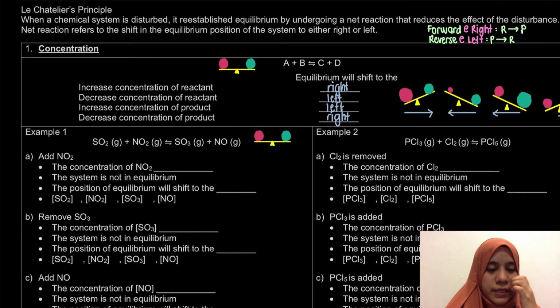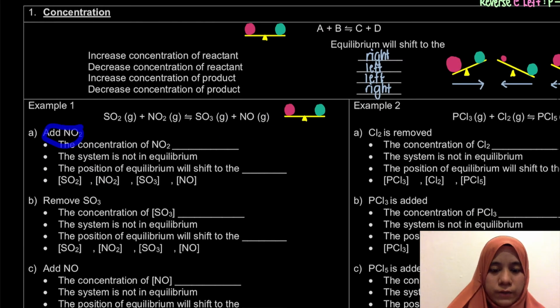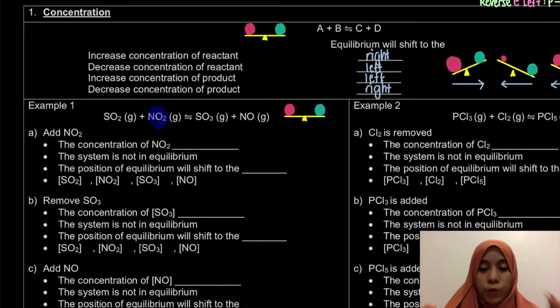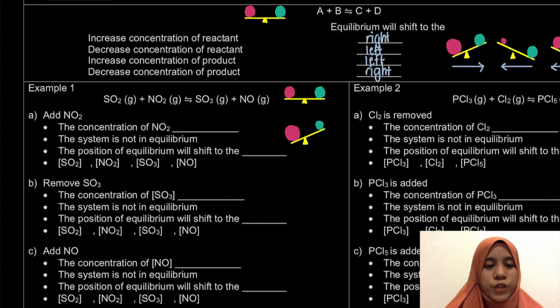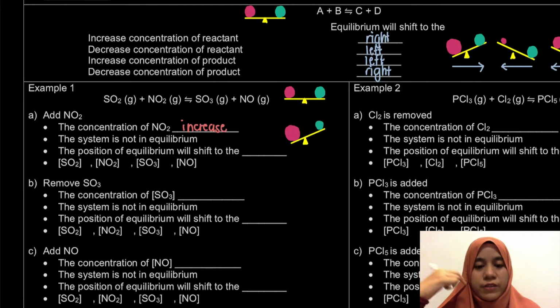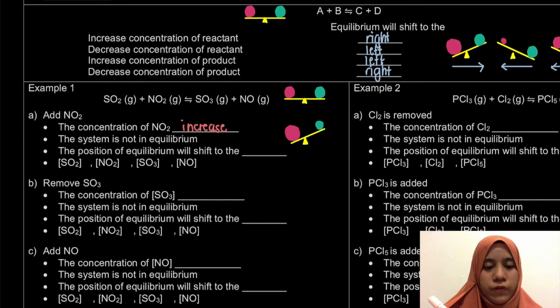Okay, so first one is actually we're gonna add NO2. So, NO2 ni is actually our reactant kan. So, right now kita nak add NO2. So, what will happen? Merah ni akan jadi lagi besar. Okay, so what is the point? So, kita kena bagi tahulah. First thing first is that the concentration of NO2 ni akan increase. Okay, so sekarang ni the system is not in equilibrium. So, what will happen is that kalau boleh dia nak increase balik lah. If possible, dia nak decrease concentration of NO2 ni.